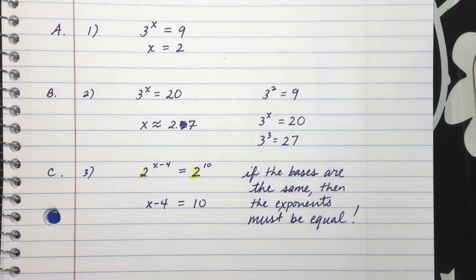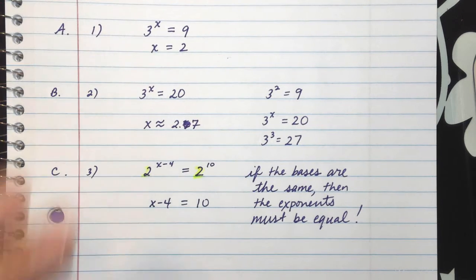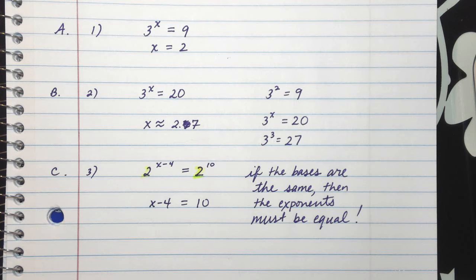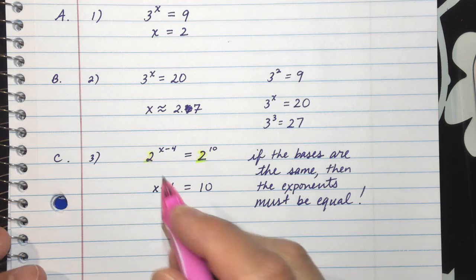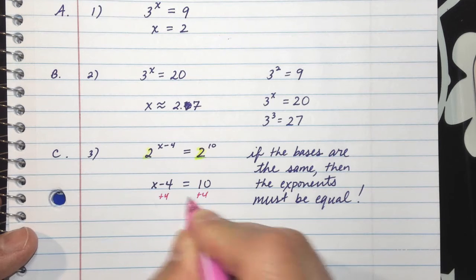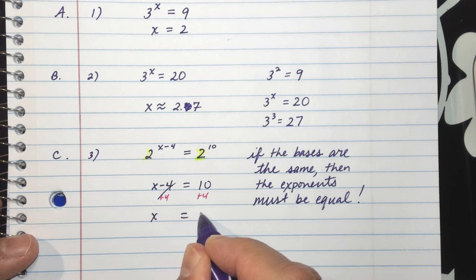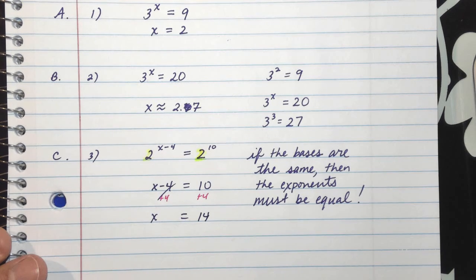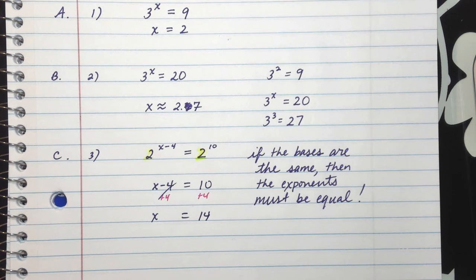Now, there is no work to show. If you try to show work, I guarantee it's going to be wrong. So you go from the original problem to this step, just like that. And don't try to show work. Otherwise, it's going to be wrong. I can almost guarantee it. And then you just solve like normal, okay? Add 4, add 4. If you want to show that, go right ahead. Whatever floats your boat. x equals 14. Which is obvious, right? 14 minus 4 is 10.